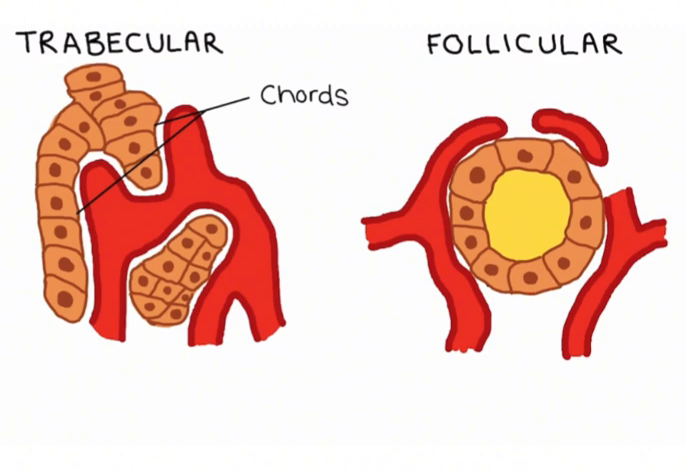In follicular glands, the secretory cells are arranged in circular structures called follicles. Their secretion is stored within the colloid that they surround. The main gland in this arrangement is the thyroid gland.